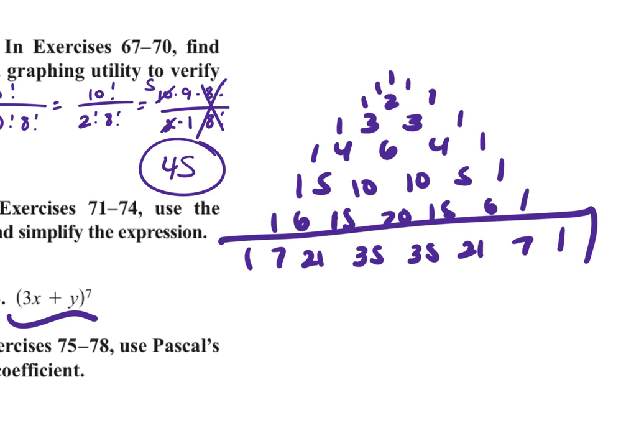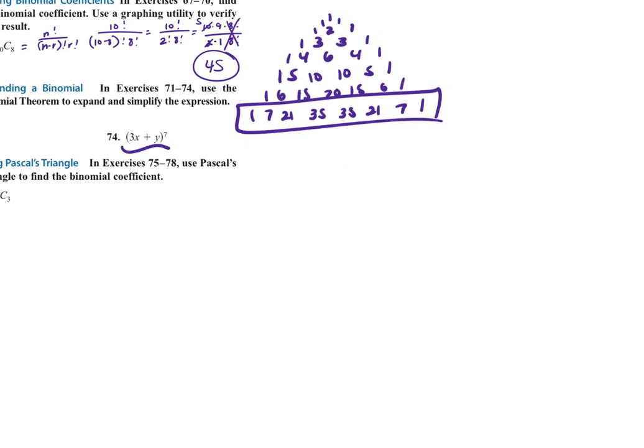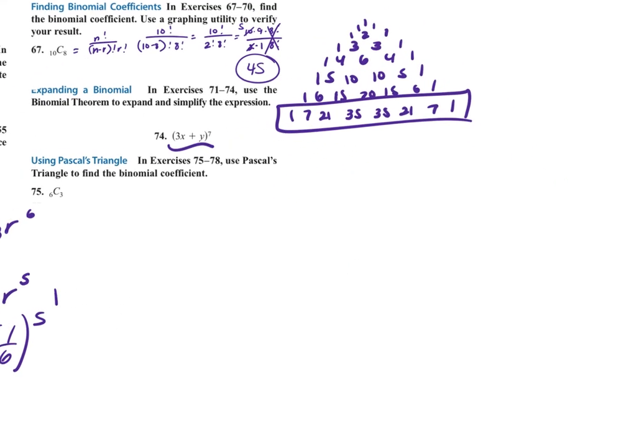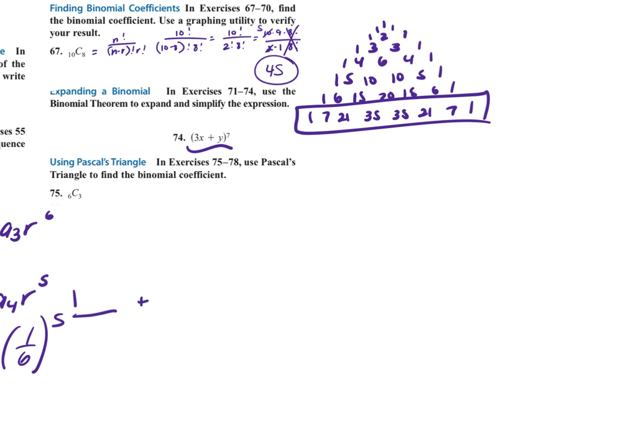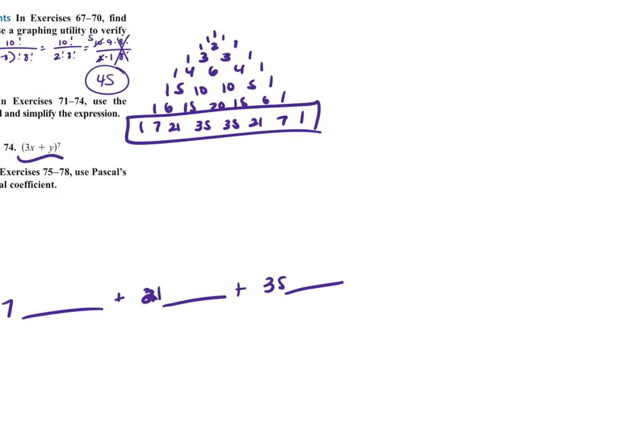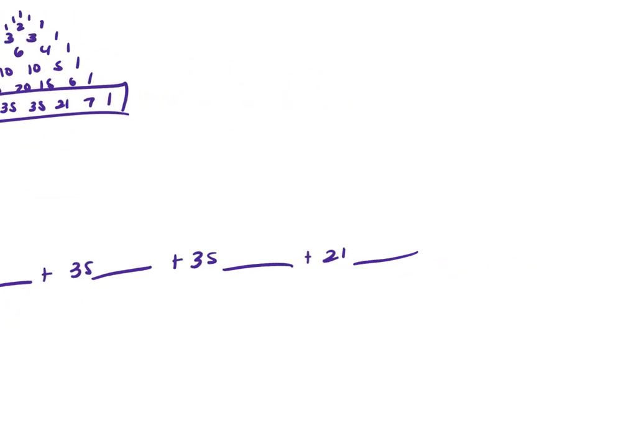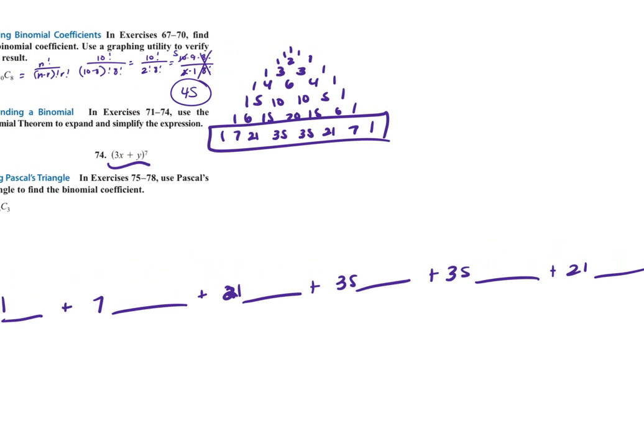So this is the row. Those are your binomial coefficients. So it's 1, 7, 21, 35, 35, 21, 7, 1. Then I go first term from the highest exponent down to none.